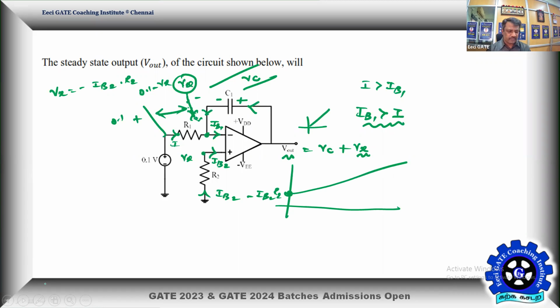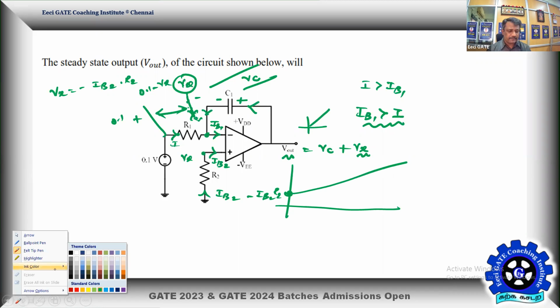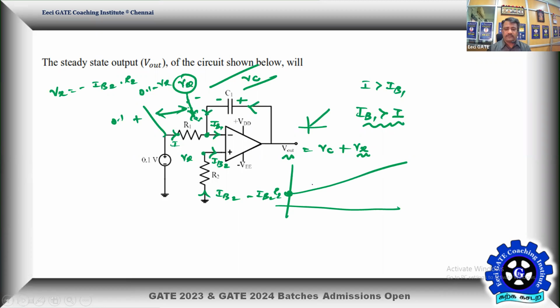That means if you allow sufficient time, the op-amp will be driven to a positive saturation. This is only based on the assumption. It will end at plus VDD. So the op-amp will hit positive saturation. That means this is also possible in the given circuit, but such a hint is not mentioned. The designer didn't say we need to consider the bias currents.